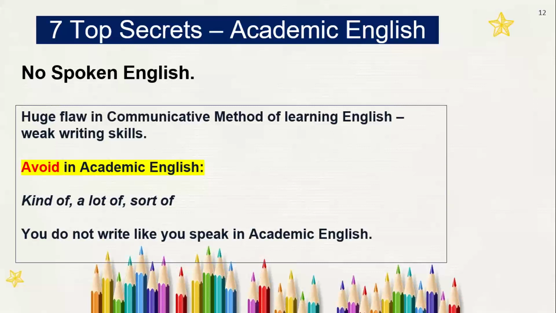However, if you're going to get a good score on the IELTS or TOEFL test, you need to be able to write English well. And in this case, for IELTS academic and the TOEFL, you need academic English to write well and to get a high score on the exam.